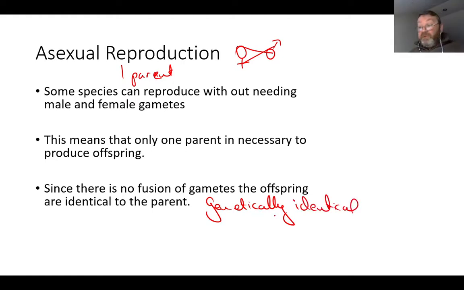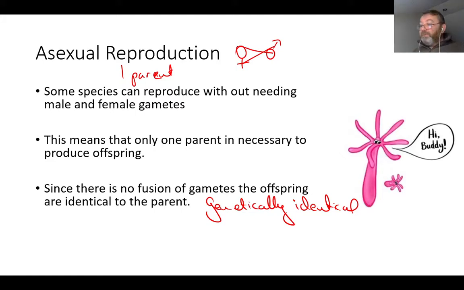So in other words, if you were to look at the chromosomes of the parent and then you were to look at the chromosomes of the offspring, there would be no difference between them. You couldn't tell the difference. They're exactly the same, right down to their genetic code. So there's an example of one.